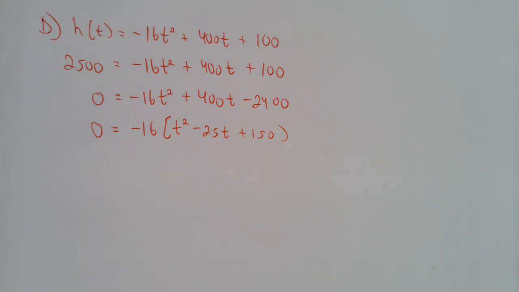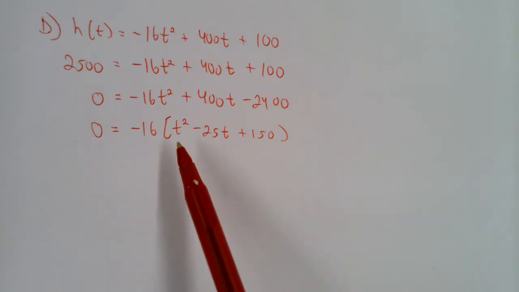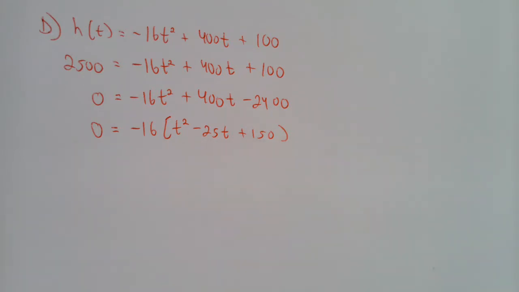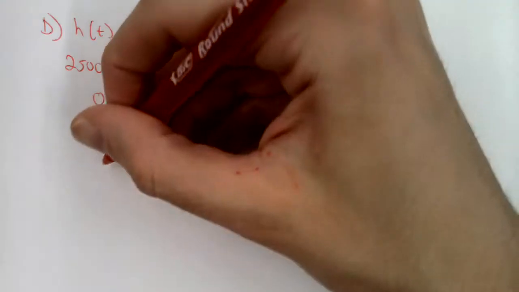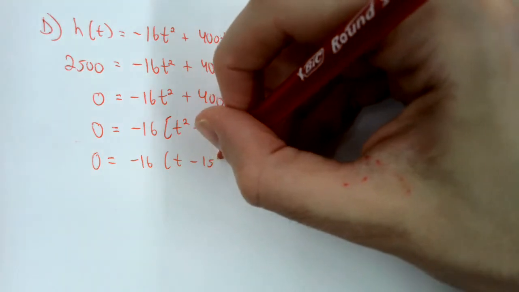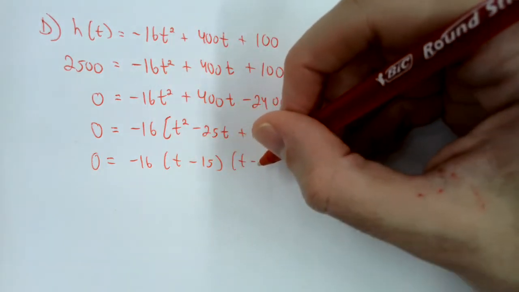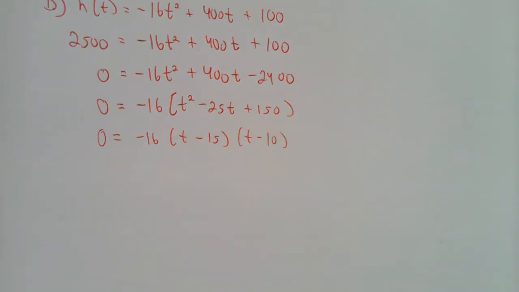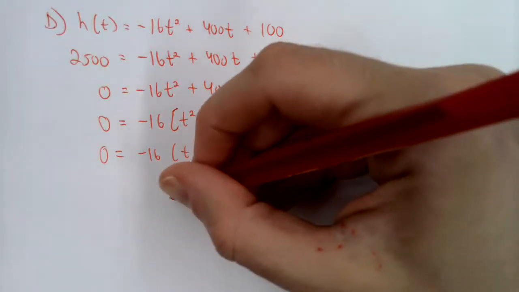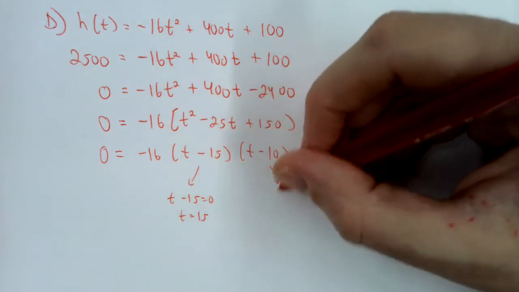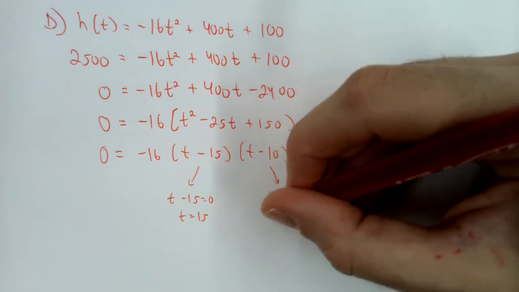So at this point, now you are going to factor this trinomial in parentheses. Find two numbers that multiply to 150 and add to negative 25. It's negative 15 and negative 10. So if you solve each of these, t minus 15 equals 0 gives you t equals 15. T minus 10 equals 0 gives you t equals 10.